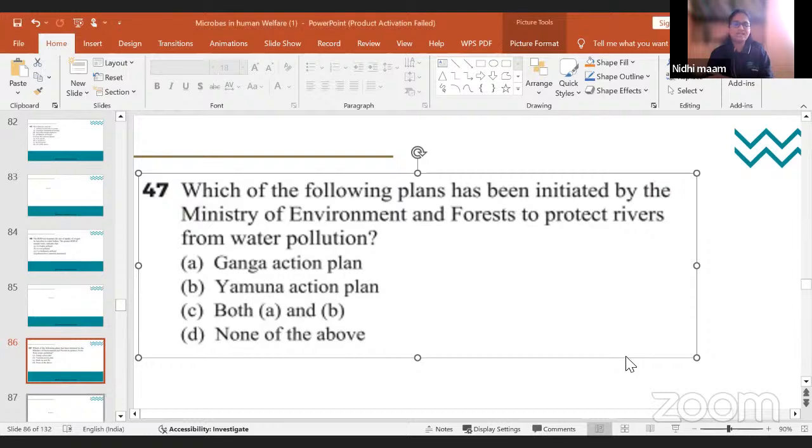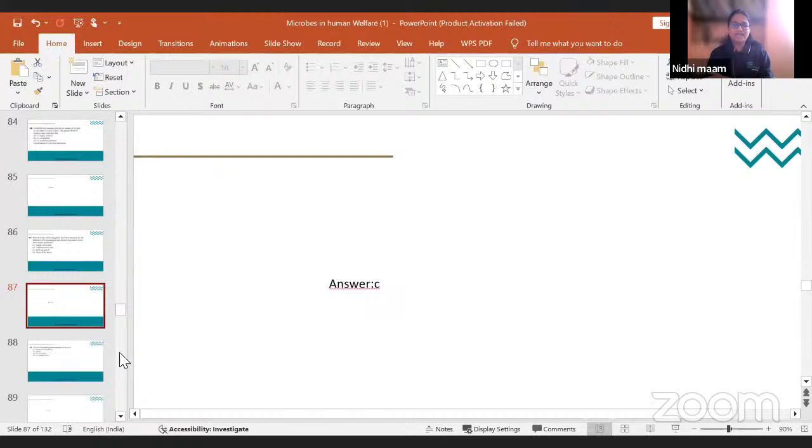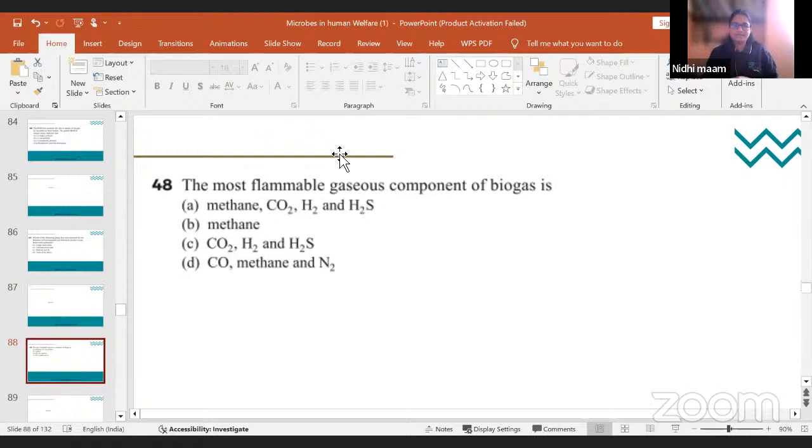Option C, both A and B. Ganga Action Plan and Yamuna Action Plan. So both are there. Next question.